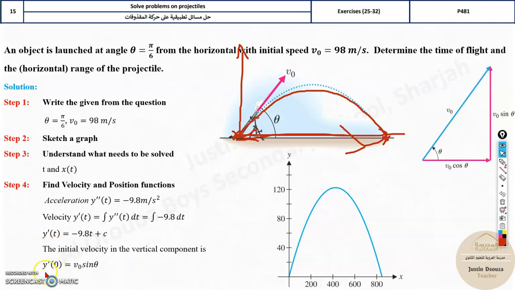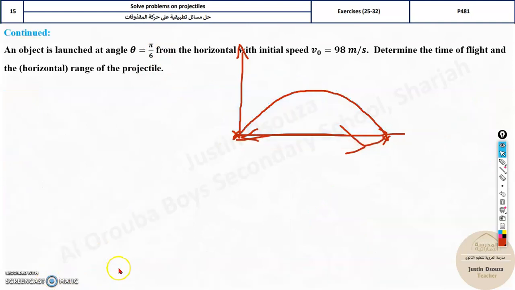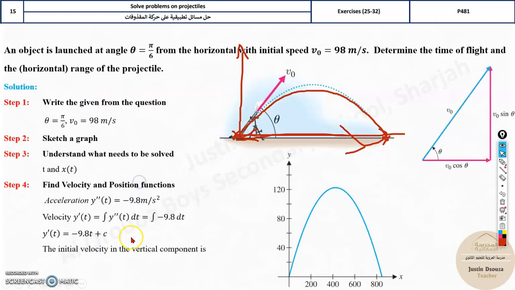What does y dash of 0 mean? Y dash of 0 means the initial velocity along the vertical component, because we have theta and the initial velocity given, right? So we need to solve for it. Y dash of 0 is 98 into sine pi by 6. You need to solve that. You will get 49 meter per second. That would be the c value. Sorry, let me just go back. Okay.